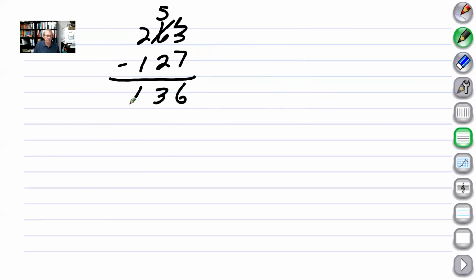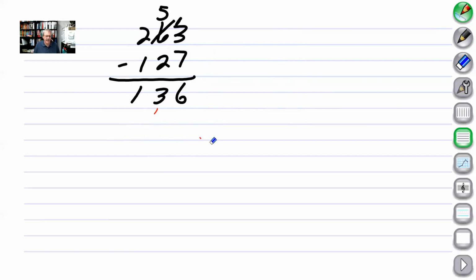Subtract. How do I know if I'm correct? I can add these two numbers together, and they should be 263. I can add them up again, just jot it down here. 3, carry a 1. 6, 2. So if I add these two numbers together, I'm going to get that top number. So that's a quick way of doing it.